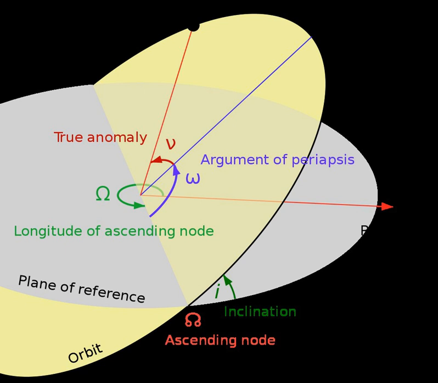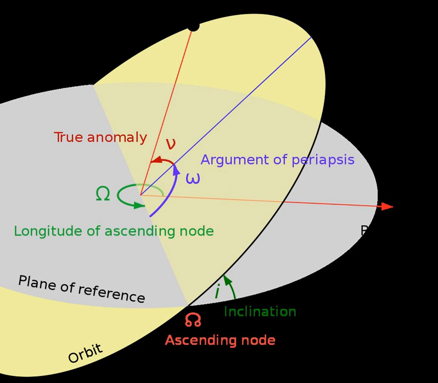The longitude of the ascending node, or omega, is one of the orbital elements used to specify the orbit of an object in space. It is the angle from a reference direction, called the origin of longitude, to the direction of the ascending node, measured in a reference plane. The ascending node is the point where the orbit of the object passes through the plane of reference, as seen in the adjacent image.